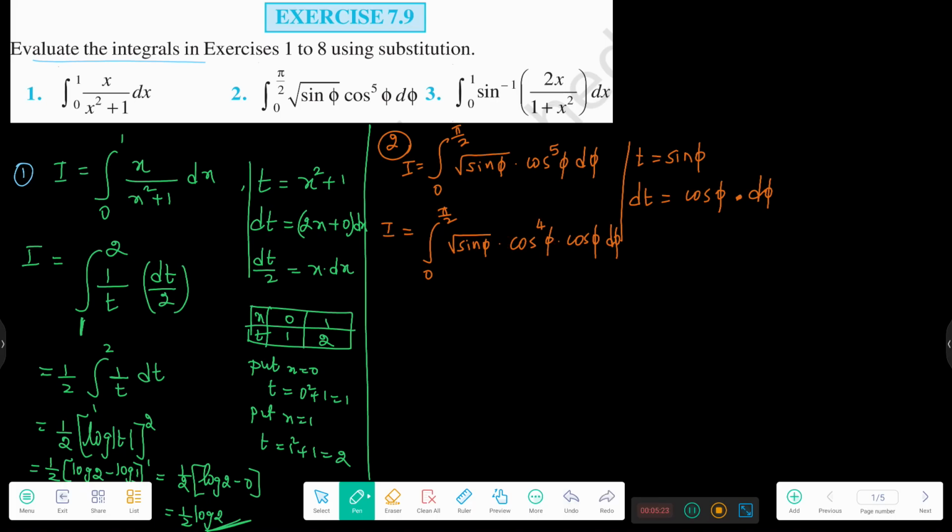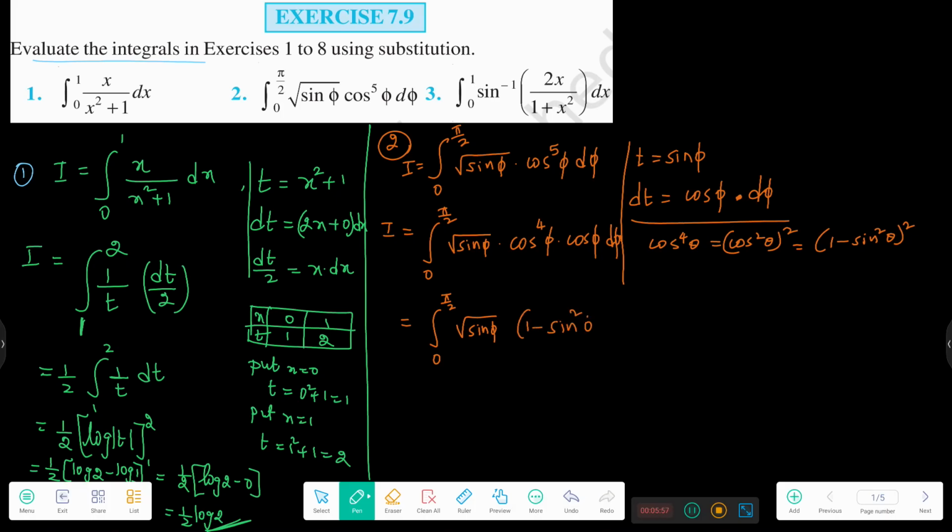Cos power 4, how can you write? Cos power 4 theta equals cos square theta the whole square. Cos square you can write as 1 minus sin square theta, the whole square. Like this you can write. So in the same manner, integral 0 to pi by 2 root sin theta, cos theta whole power 4, that you can write as 1 minus sin square theta whole power 2 into cos theta into d theta.